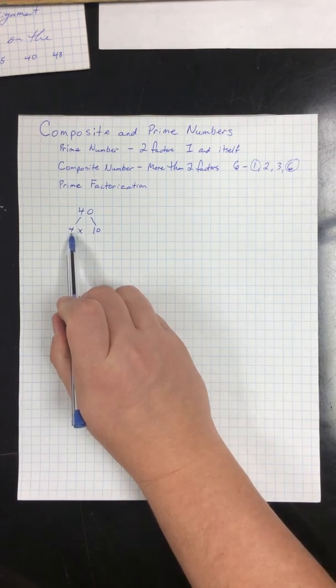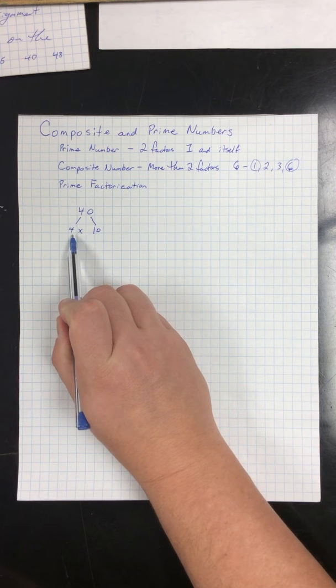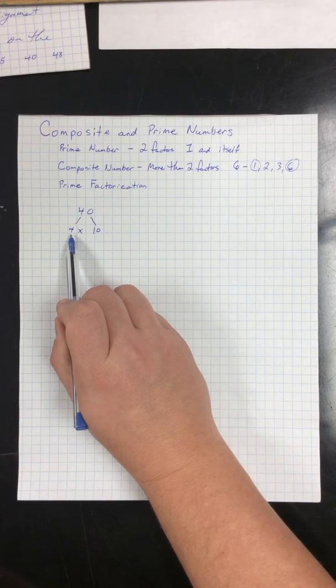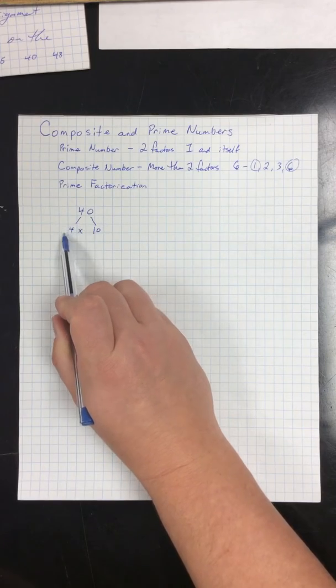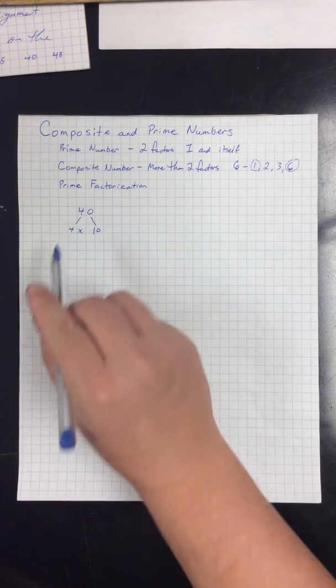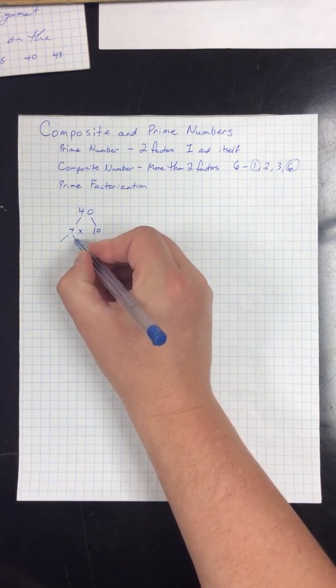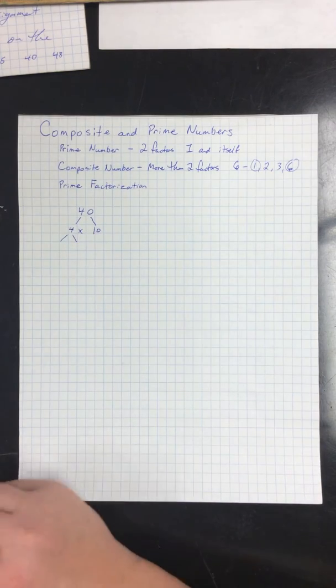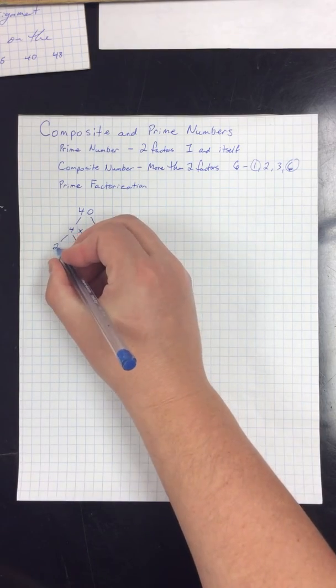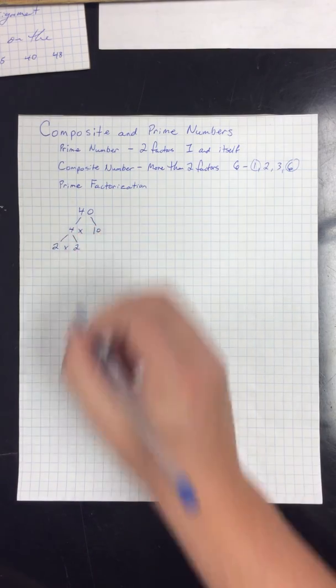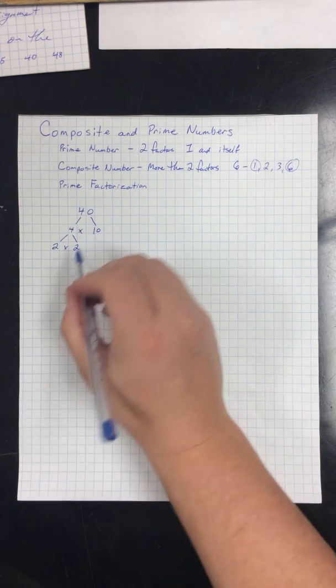I look at each of these numbers. 4, is this prime or is this composite? Well, I know that 4 has more factors because 1, 2, and 4. So it's not a prime number. If this isn't a prime number, just like I did with the 40, I'm going to break it down a little bit more and think of two numbers that multiply together to give me 4. In this case, I think I have to go with 2 times 2 because 1 doesn't help me out anyway.